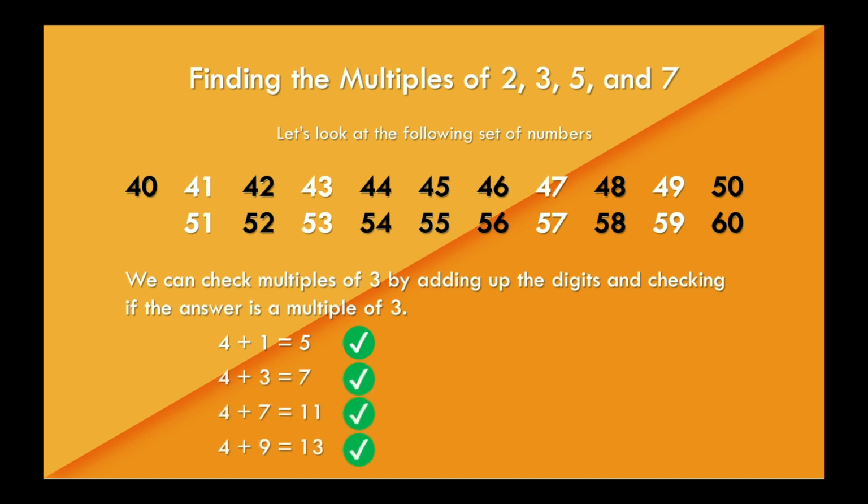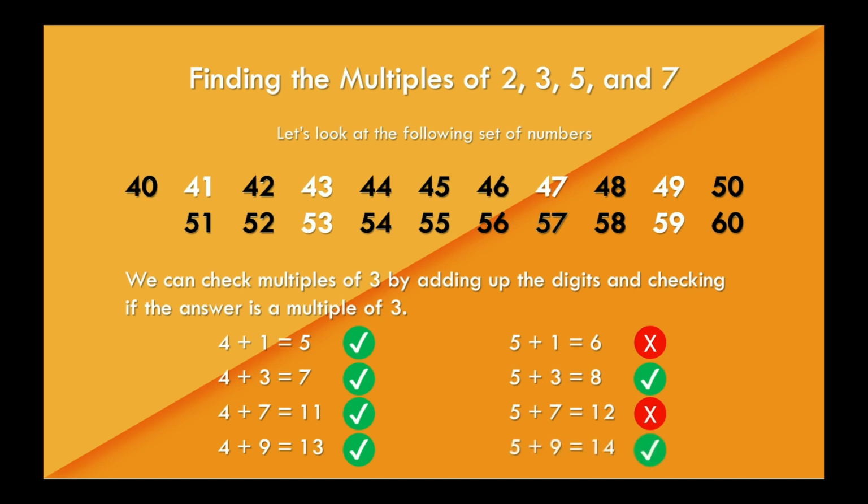When looking at 51, we add 5 and 1 together to get 6. We know that 6 is in the table of 3, which means that 51 is also in the table of 3. That allows us to eliminate it from our list. 53 adds up to 8, which means it's safe, and 57 adds up to 12, so we can eliminate it as well. 59 is also safe as it adds up to 14. Now we're left with 41, 43, 47, 49, 53, and 59.